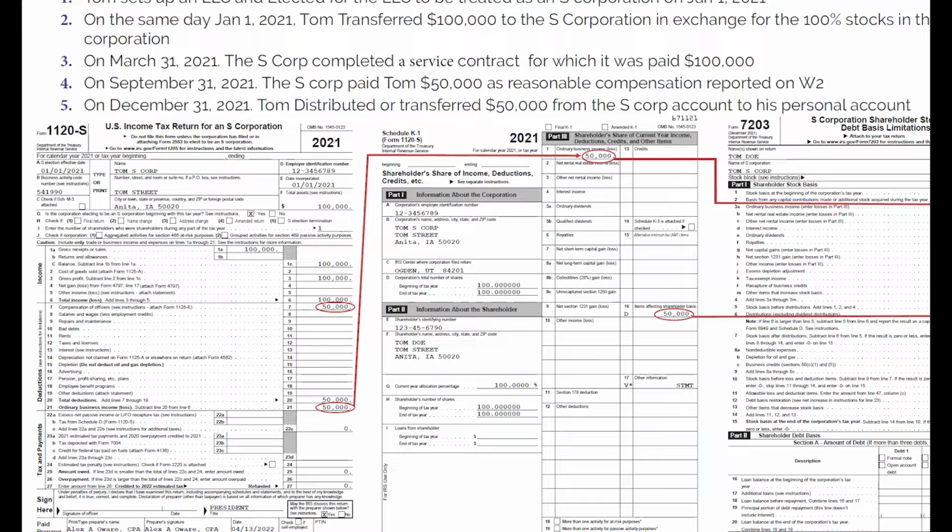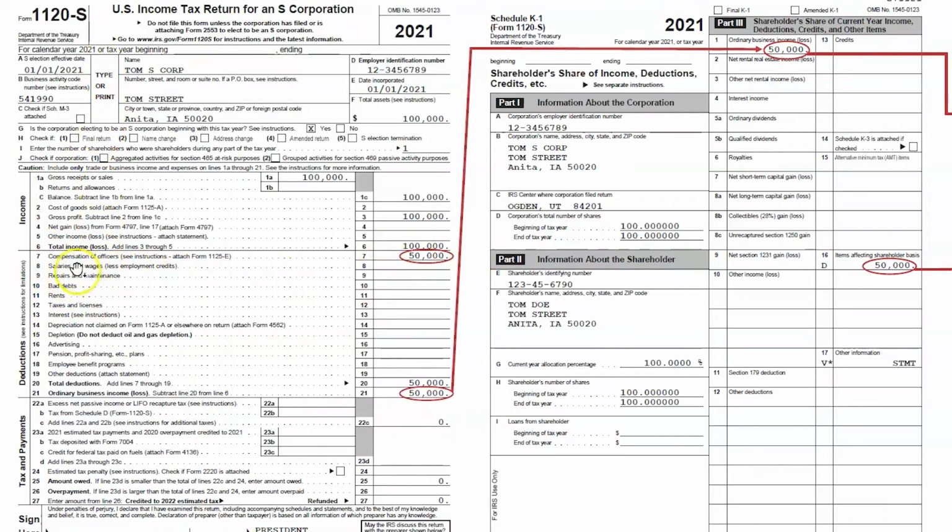So in this case, let's assume that Tom and his S Corp did everything right. They set up payroll, and on September 31, 2021, the S Corp paid Tom 50,000 as reasonable compensation, and it was reported on W-2. Now, when you look on your 1120S line 7, you're going to see compensation of officers 50,000. We know two things now. We know that there's a gross revenue of 100,000 and there's a reasonable compensation of 50,000. Now that brings your ordinary business income or loss to 50,000. In this case, we don't have losses. We have gain or profit. So there's 50,000.